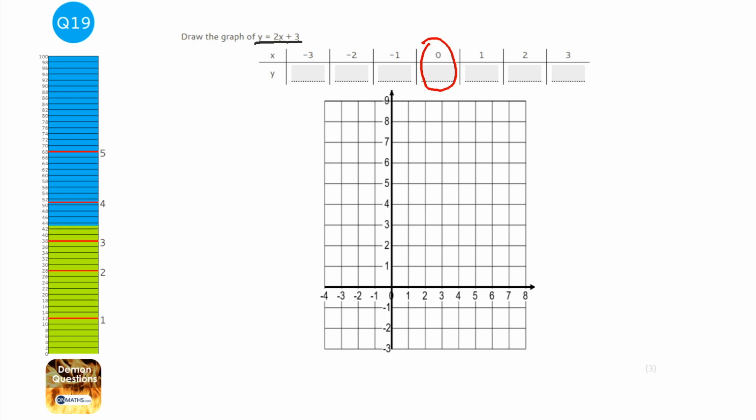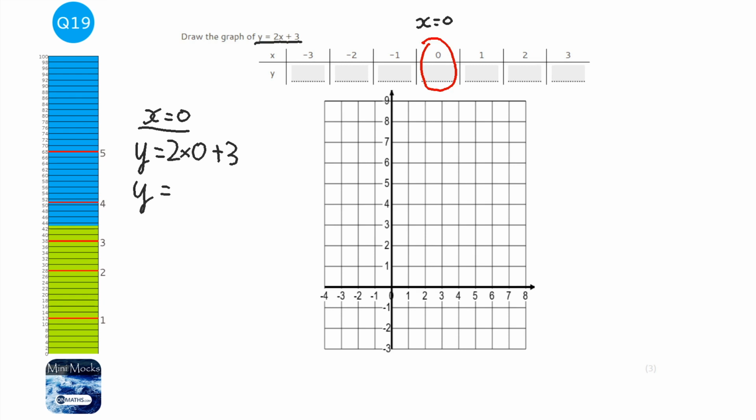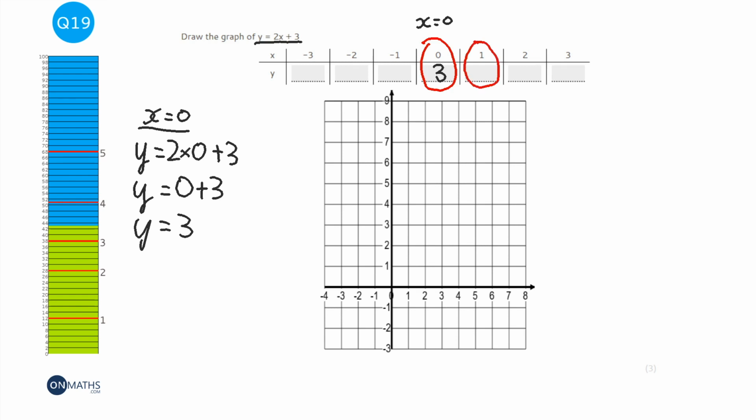The first number I'm going to start with is 0, and this, what I'm circling now, is going to be a coordinate to plot on our graph. So the top number, the 0, is the x, so this is when x equals 0. And I'm going to feed that into my equation. So when x equals 0, y equals 2 times 0 plus 3. 2 times 0 is just 0. So y equals 3. Now you don't need to do this working out for every single number, but I'm just doing it to show you how I'm getting to the y. So I'm going to try the next one without any working out. So we've got 1, and so 2 times 1 is 2, plus 3 is 5.